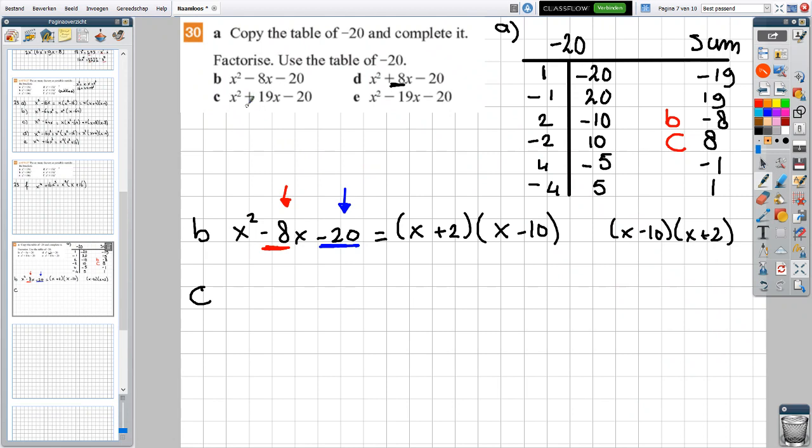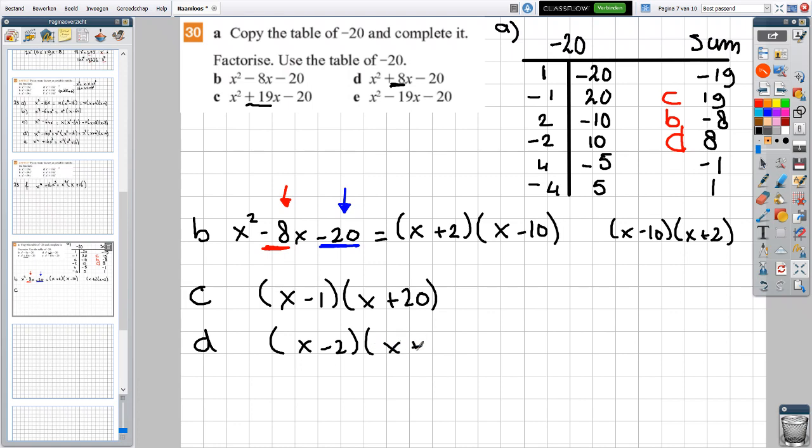Let's first do this one. This is going to actually be D. For C, I'm searching for 19, yeah. If you know the trick, you see that C is right here. C, I'm searching for 19, that's right there. So now I can do C and D in one go. This will be x minus 1 and x plus 20. And D I already took a look at. It's going to be x minus 2 and x plus 10. Right, take a look at the numbers right here.